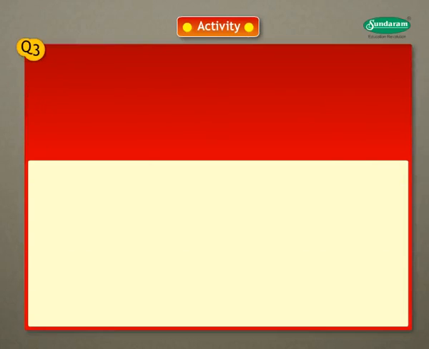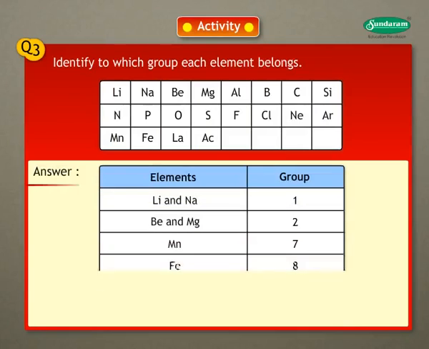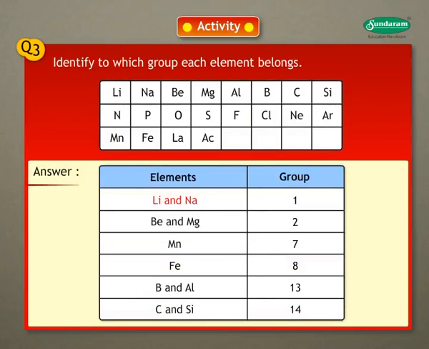Question 3. Identify to which group each element belongs. Answer. Lithium and sodium belong to group 1. Beryllium and magnesium belong to group 2. Manganese belongs to group 7. Iron belongs to group 8. Boron and aluminium belong to group 13.